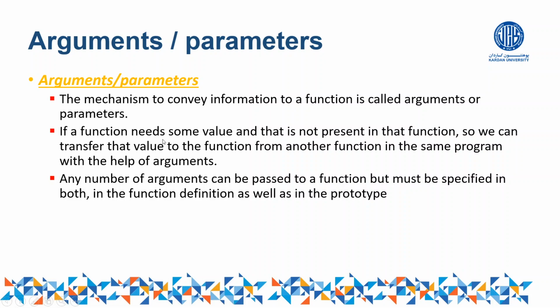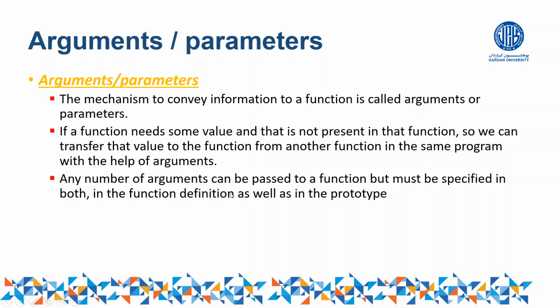So if a function needs some value and that is not present in that function, we can transfer that value to the function from another function in the same program with the help of arguments. Remember, if you recall, we have used a string copy function or the string comparison function, in which we pass two strings. So passing strings is basically passing information. If some value is needed by a function and is not present in that function, we can pass it through another function.